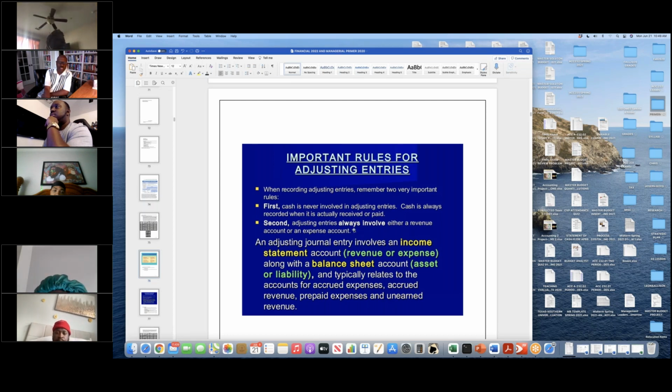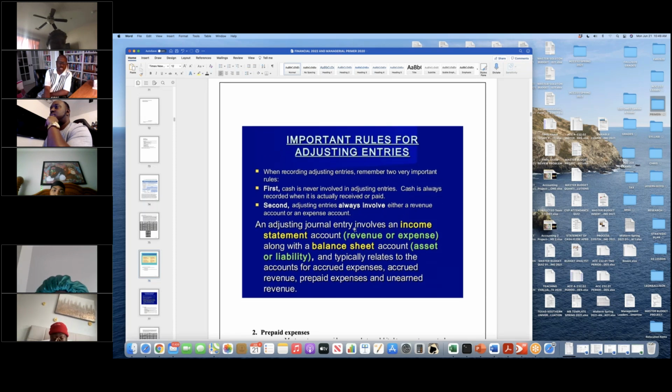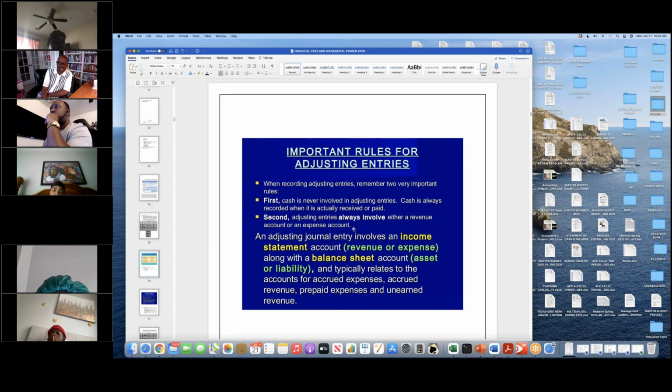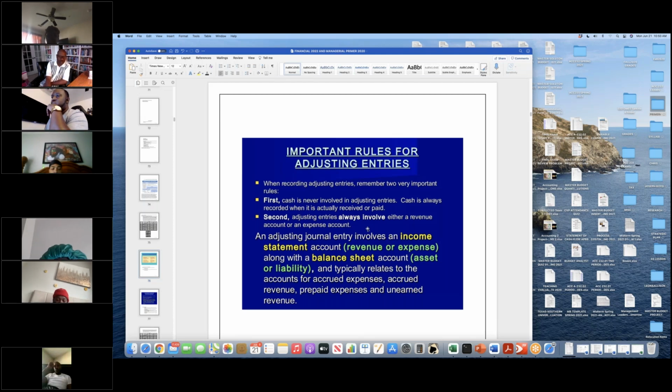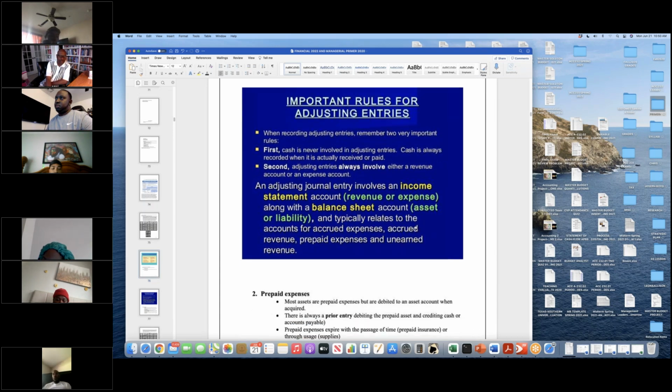Secondly, adjusting entries are always going to involve a revenue account or an expense account, and a balance sheet account. So in other words, there's always a balance sheet account and there's always an income statement account. And something in that balance sheet account needs to be reflected on the income statement. So the income statement will be correct and the balance sheet will be correct.